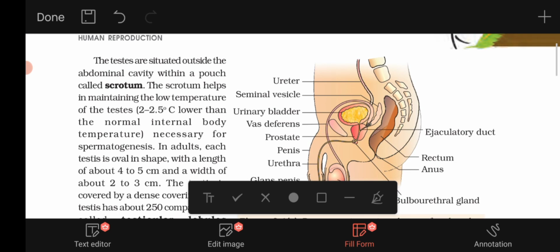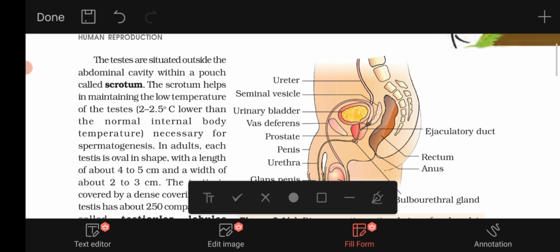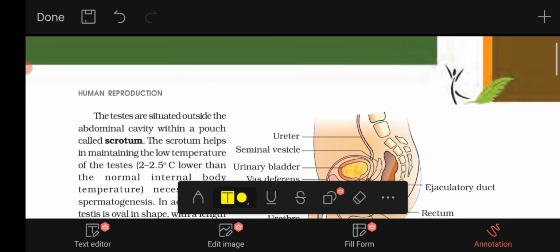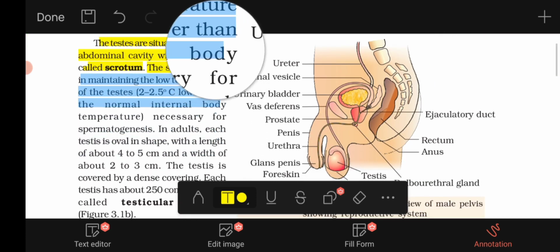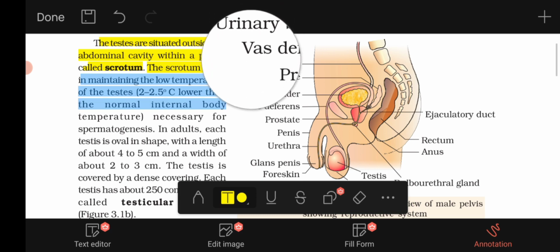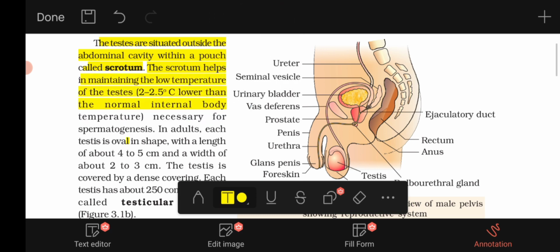The testes are situated outside the abdominal cavity within a pouch called scrotum. So they are located in a sac outside the abdominal cavity called a scrotum, and this helps in maintaining a lower temperature, around 2 to 2.5 degrees Celsius lower than normal human body temperature. And it is necessary for spermatogenesis, that is formation of sperms, gametes, and that's why they are located outside the abdomen in the cool scrotum, that is a pouch outside the abdomen.